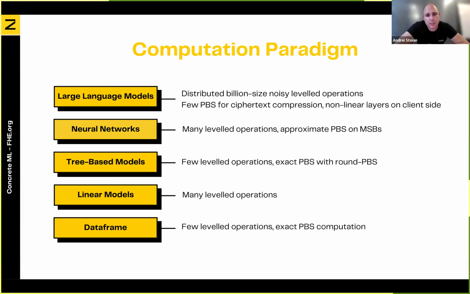For neural networks, we have many leveled operations. So the matrices of weights can be quite big. So the bigger the model, actually, the more it is tolerant to noise. So then for neural networks, we use approximate PBS. We allow some errors in the result of the PBS. Again, the PBS implements the activation functions and quantization. We allow some noise, which improves the performance on such models.